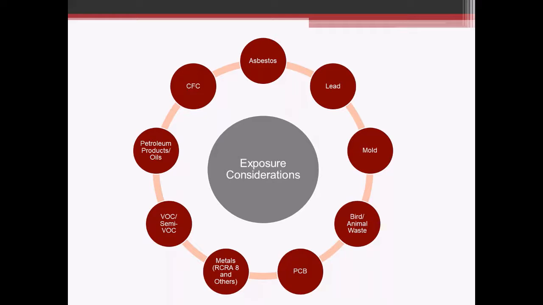PCBs, metals, volatile organic compounds, semi-volatile organic compounds, things you're going to find in chemical products. And then petroleum products and oils, which could be an exposure issue as well if they're not managed properly.